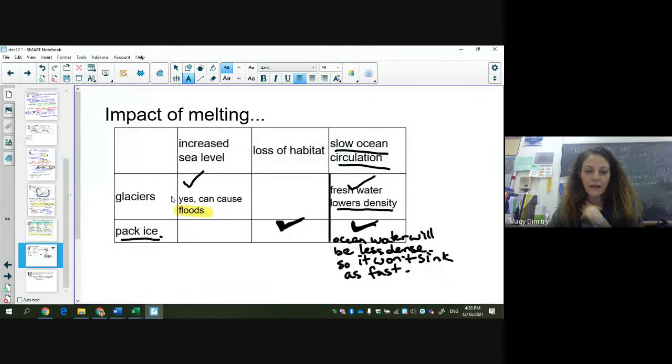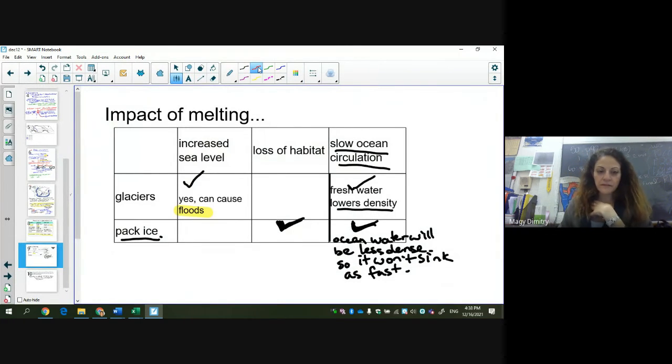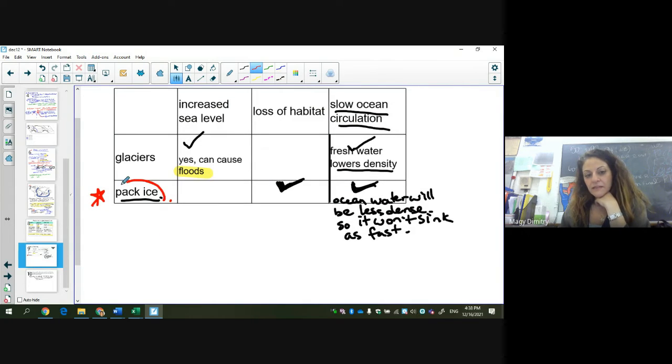So here, pay attention, and this is a really important part, so put a star next to this part. Notice how for pack ice, I didn't check off increased sea level. It's only the loss of habitat. The reason is pack ice is already there. You have the ocean, and the top layer of the ocean is frozen because obviously it's very cold. So it's already there. That's why it doesn't increase the sea level.